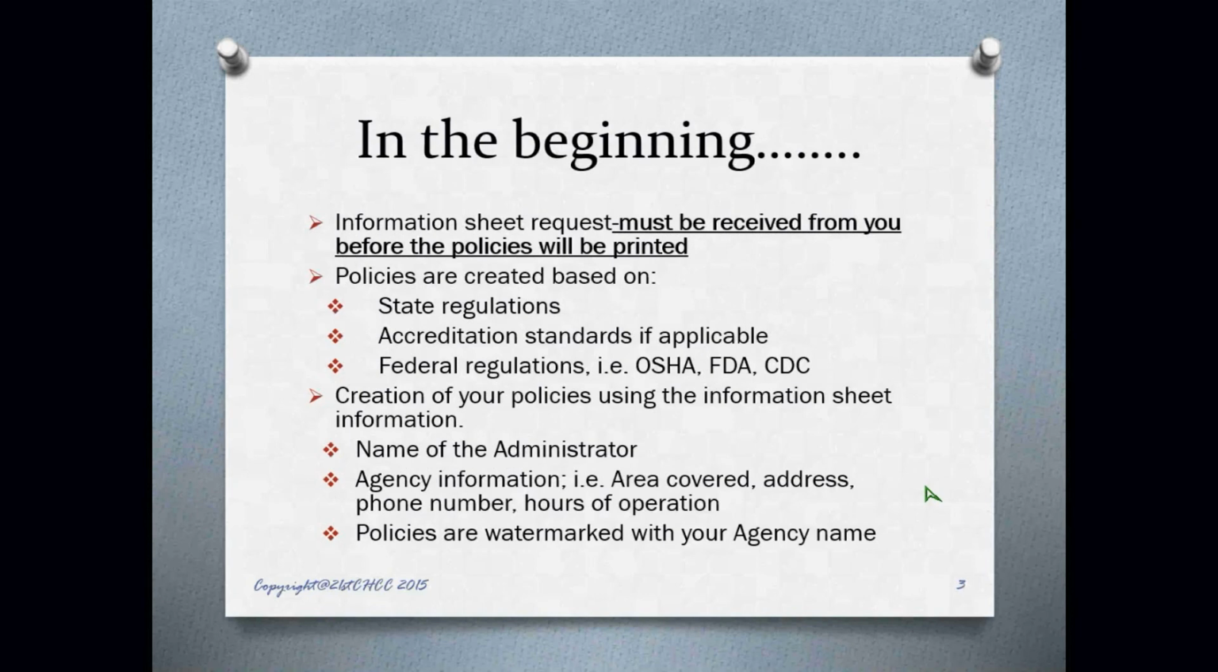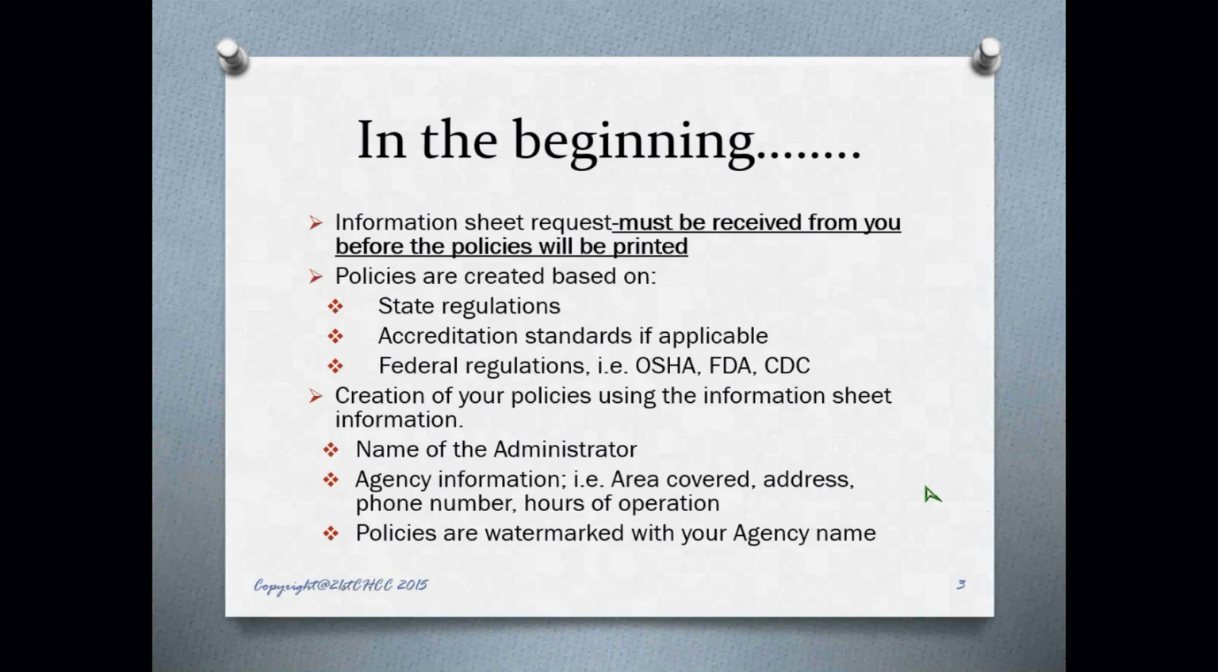So in the beginning, once we sign you up as a client, someone from the publishing department is going to be contacting you to ensure that you've completed your information sheet. On this information sheet is your agency name, your address, phone number, the name of the key people inside your organization. And the reason why it's so important that sheet is correct is that we are going to use that to create your policies and especially make those special for your agency.